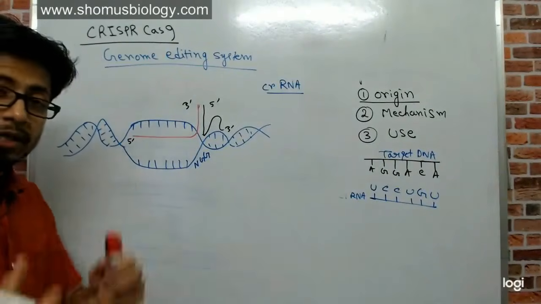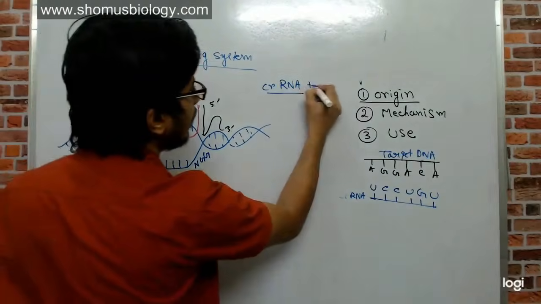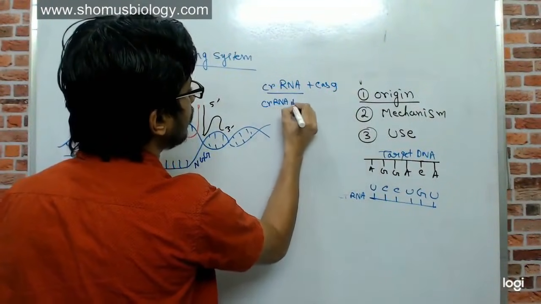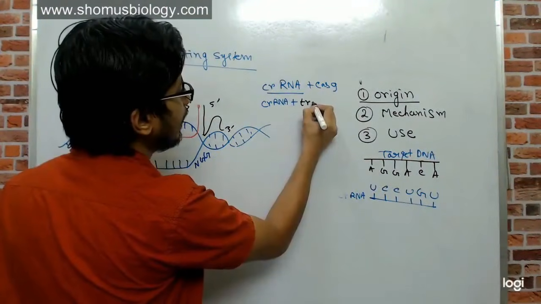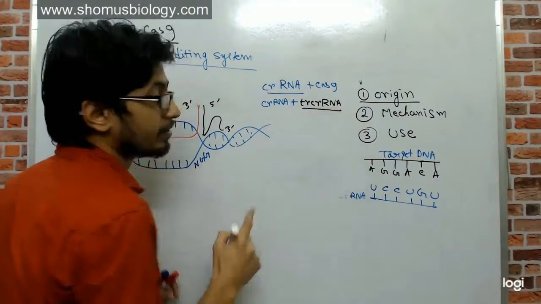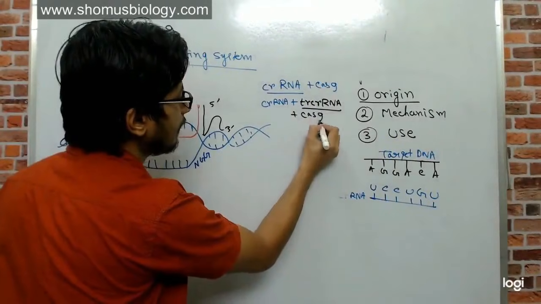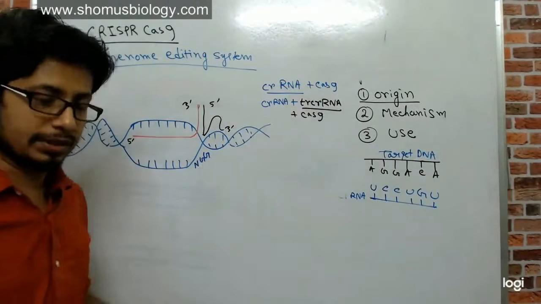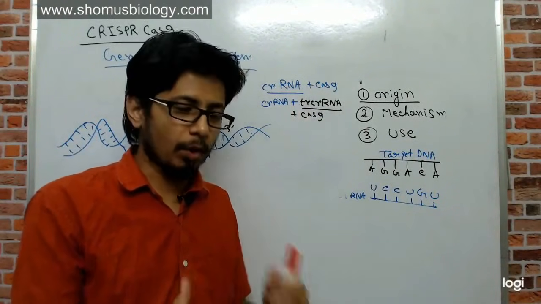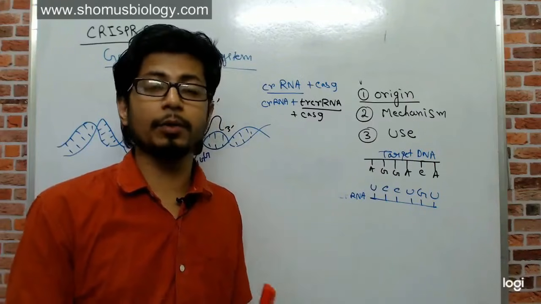CRISPR RNA is sometimes used alone along with Cas9, or sometimes this cRNA is also working with tracrRNA, trans-activating CRISPR RNA, along with Cas9. These are two different situations. This CRISPR-Cas9 system is a modern field of research, so new information is coming in every single day. That's why I told you to take the course.